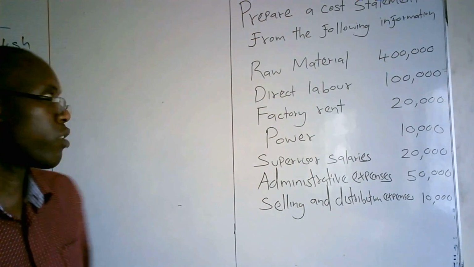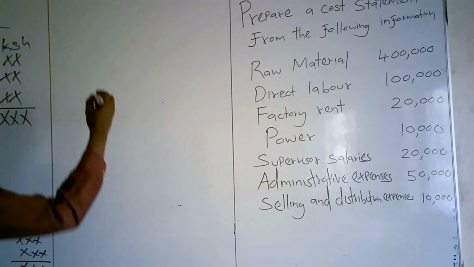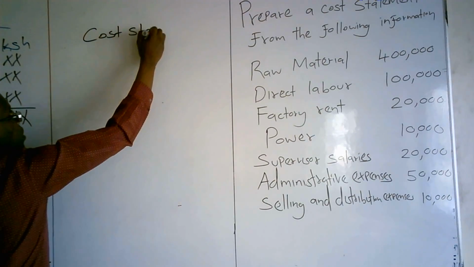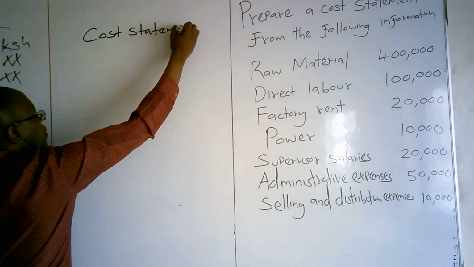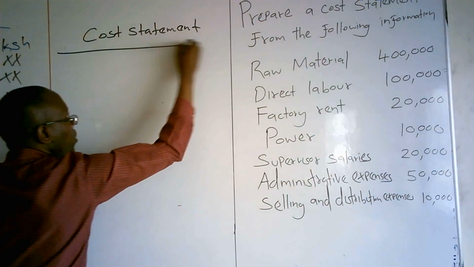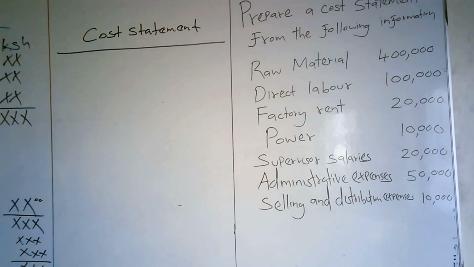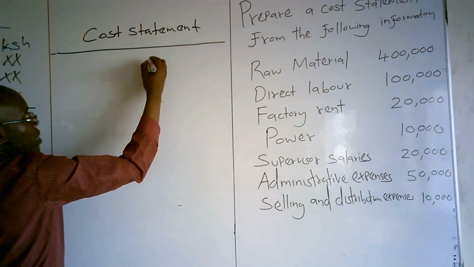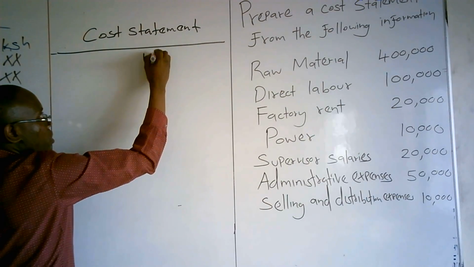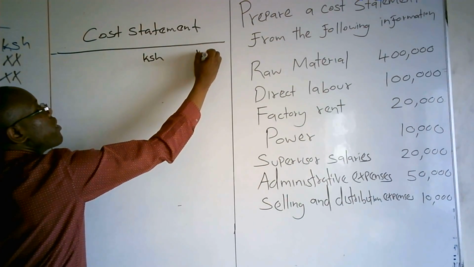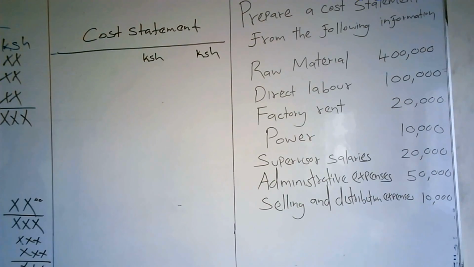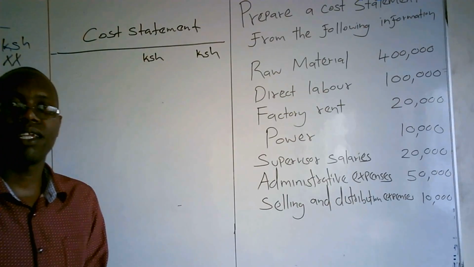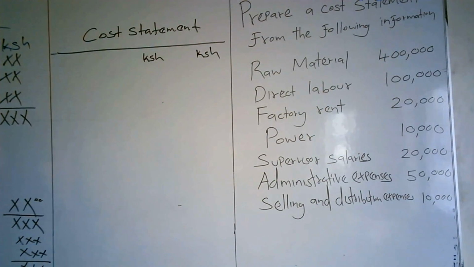So now let us prepare the cost statement. So let me prepare the cost statement here. So the cost statement is going to be prepared as follows. And we are going to have our currency signs there, the Kenyan shillings here, and the Kenyan shillings at the other far end there.